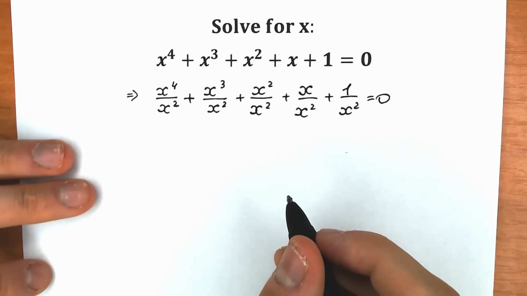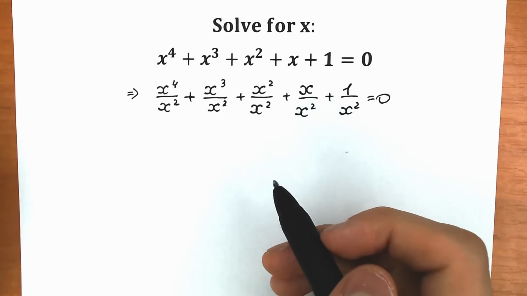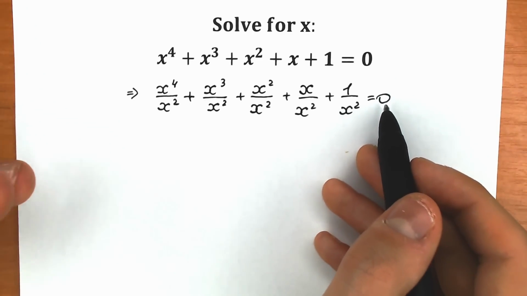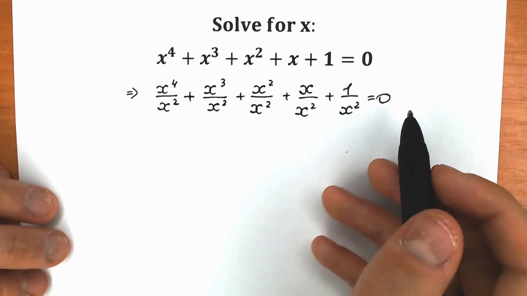So this is our first step. We divide both sides by x squared. Right here we divided by x squared, but it changed nothing. We still have 0 on the right side. Right now let's see what will happen.